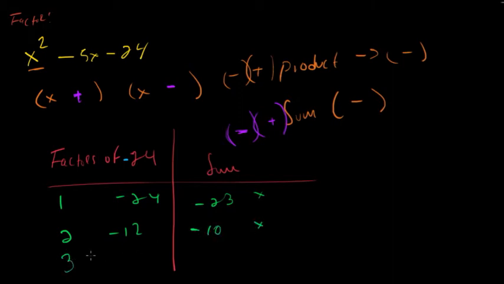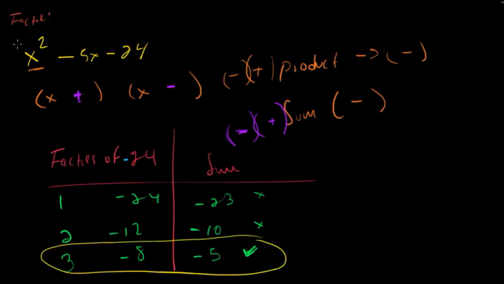Let's try 3, and 3 would go with minus 8. Well, this will give me a minus 5 when I combine them. Ding, ding, ding, ding. This is what I want, right? So I'm going to go ahead and take this out. The reason I'm taking this out is because 3 times a minus 8 will give me a minus 24, and then 3 plus a minus 8 will give me a minus 5. So this is what I want.